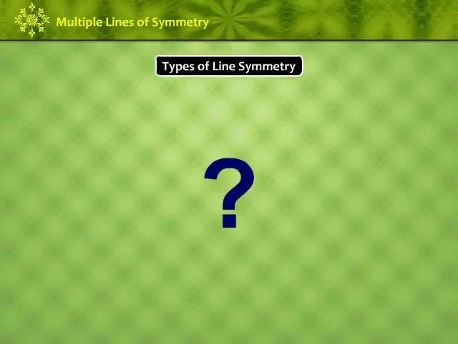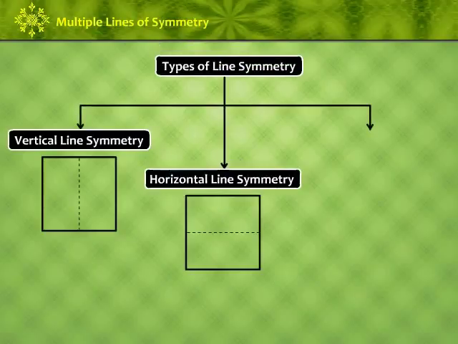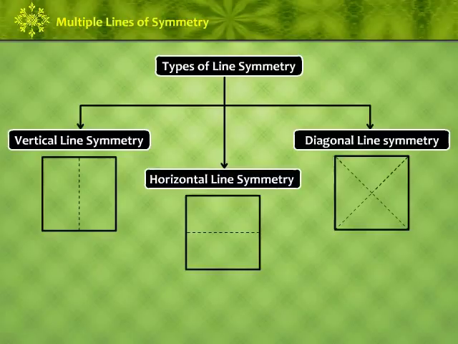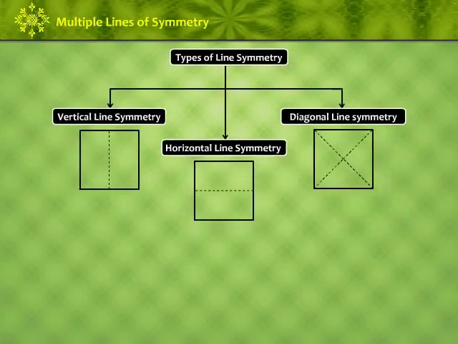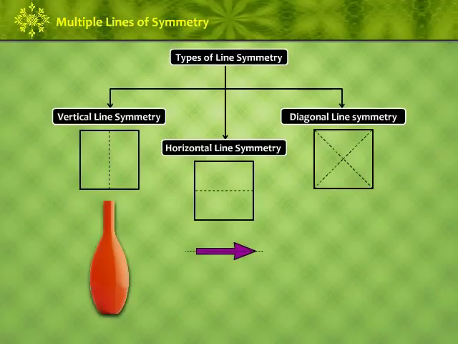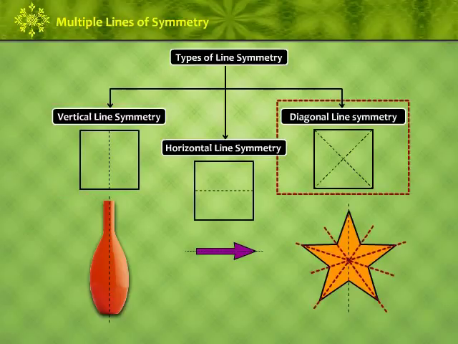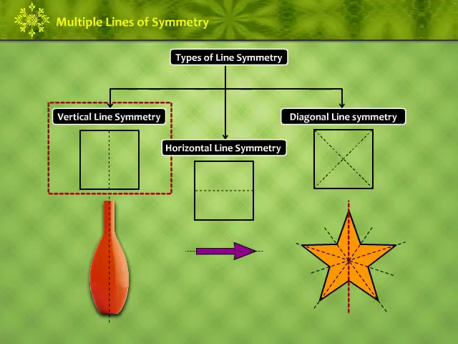Do you know there are different types of line symmetry, like vertical line symmetry, horizontal line symmetry, or diagonal line of symmetry? Can you see this right direction arrow? It is in horizontal line symmetry. Look at this vase. It is in vertical line symmetry. Now, what about the star shape? It has multiple lines of symmetry. It has a diagonal line of symmetry. It also has vertical line of symmetry.